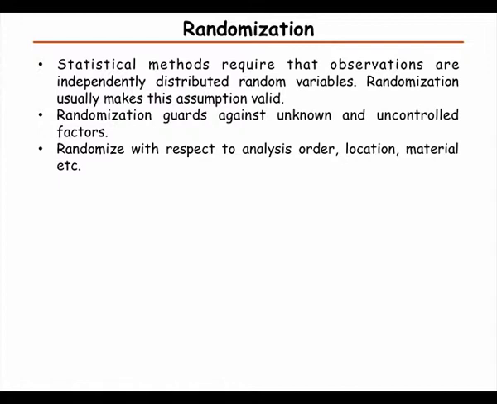So the other thing we should think about is randomization. We want to randomize with respect to everything that we can think of. For example, which order we analyze things in, where we store different materials. If we do lots of experiments on cells, when we incubate them, we want to also randomize where they are placed, and so on.